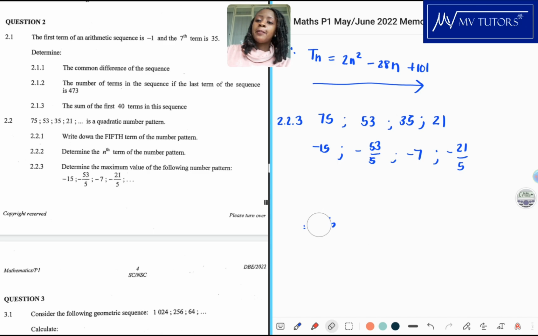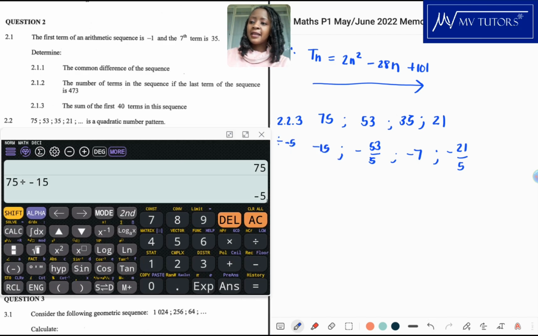I'm going about it a different way. I want to see what is the difference between the two. So I see if I take 75 and I divide it by negative 5, I get negative 15. Again, if I take 53 and divide it by negative 5, I'm going to get negative 53 over 5. Okay, it's a setting I need to do in the calculator, but I'm not going to do that now. If I take 35 divided by negative 5, I'm going to get negative 7. So that's the trend here.